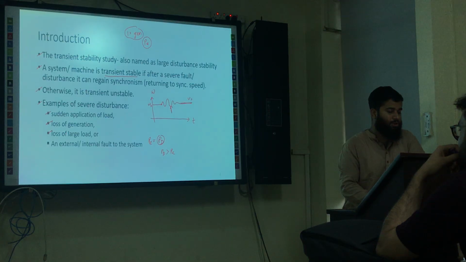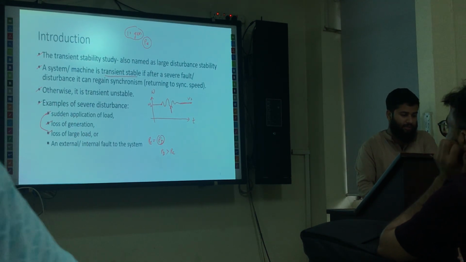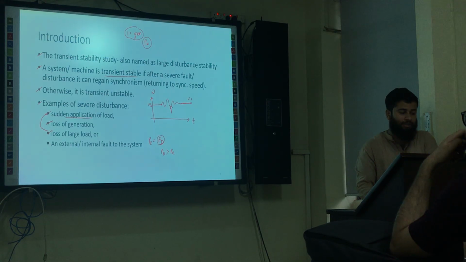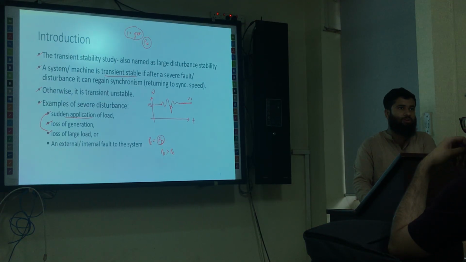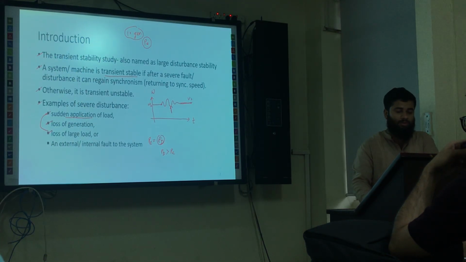Third point is the loss of large load. It is actually the opposite of the first point. Here, the application of large load, and this is the loss of large load. That means let's say suddenly the customer has turned off many appliances, right? Now the demand has decreased suddenly. So at that time again there will be some kind of imbalance between this P and PD, and that disturbance can again be called a large disturbance.